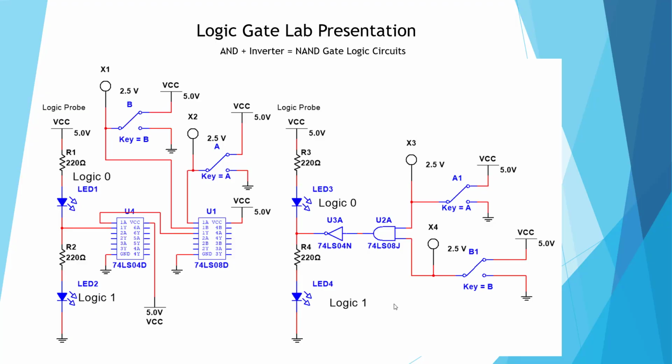Here's a circuit where we're combining an AND and an inverter. What we're doing is creating a NAND gate, and NAND would be an inverted AND. So we have a NAND, and the inverter goes on the back end, so whatever comes out of our AND gets inverted. Again, we have our logic probes.